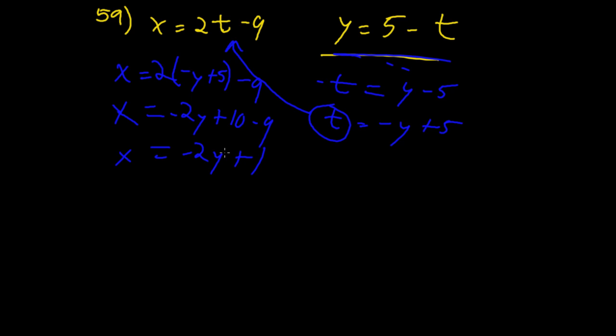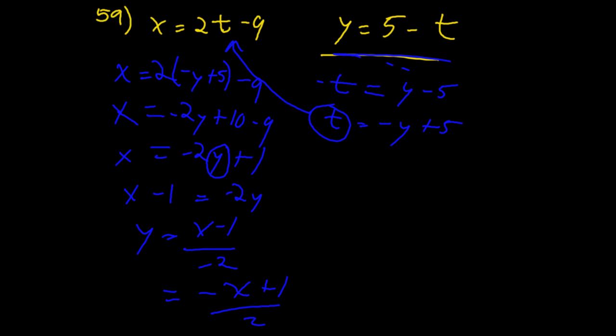And it wants us to solve this in terms of y, so we just need to isolate y. So we'll have x minus 1 equals negative 2y, and y will be equal to x minus 1 divided by negative 2, which is equal to negative x plus 1 divided by 2. Not sure which one they asked for, and they ask for this right here, this style. Either one of these should be correct, they're the same thing. So this is the answer, choice A.